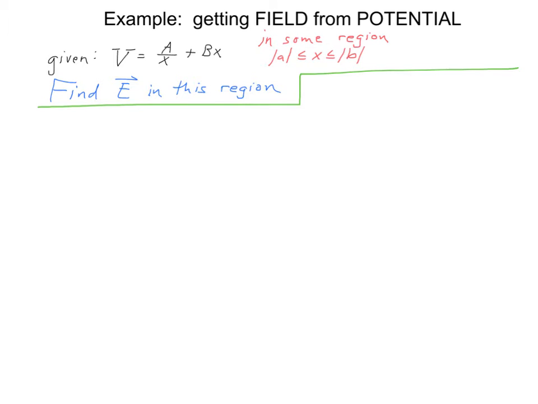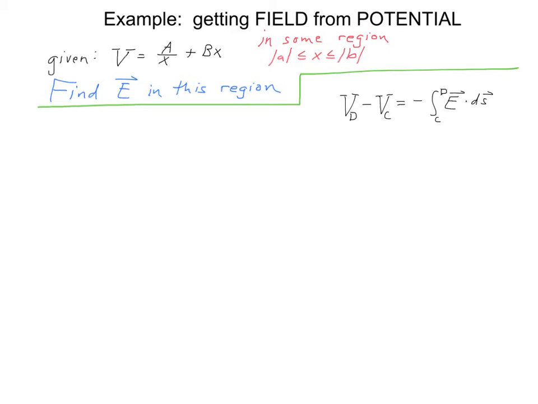Okay, so first let's review the integral derivative relationship between electric field and electric potential. On the one hand, the change in electric potential between 2 points in space is equal to the negative of the line integral of the electric field along some path between those 2 points. Here, ds is just a differential along the path of integration.